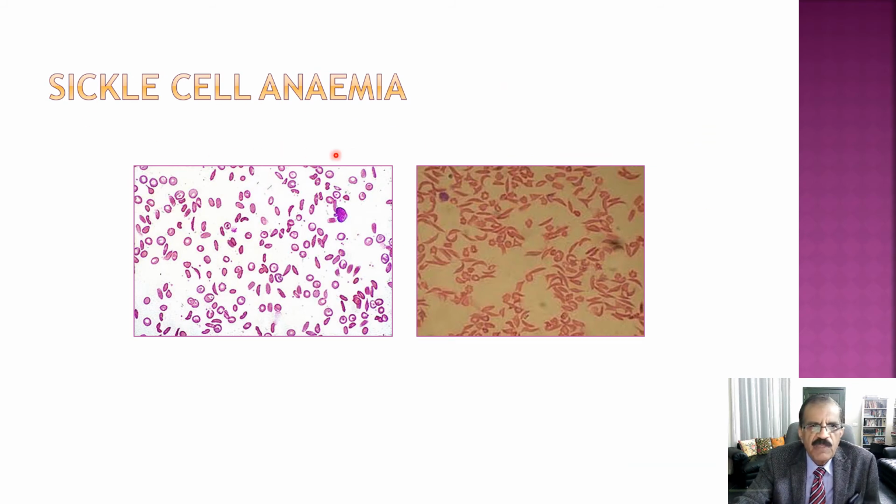Now this is the smear in a patient with sickle cell anemia, and there is a characteristic morphology of RBCs. You can see very characteristic sickling of the cells. They may be naturally present, or sometimes you have to precipitate sickling by a special test.